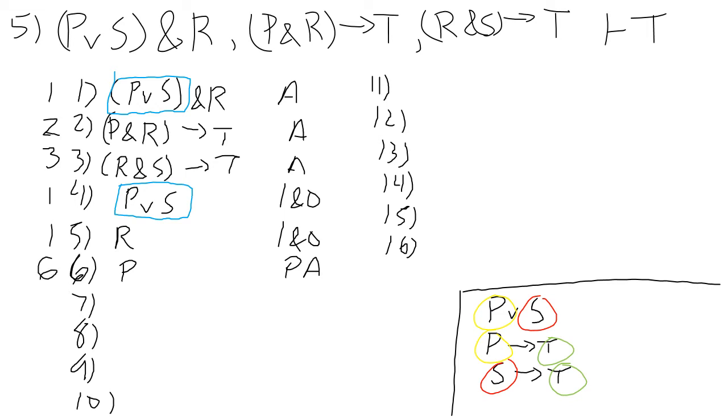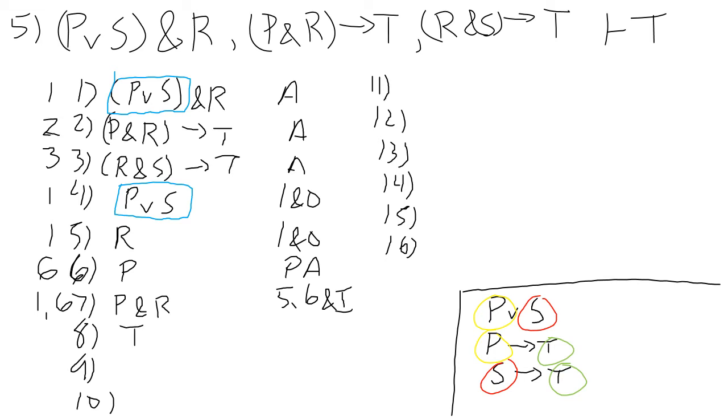So from P, we can ampersand in the R. So that'd be from 5 and 6, ampersand in. 5 and 6 are 1 and 6. Then we can toss that into the conditional statement in 2.